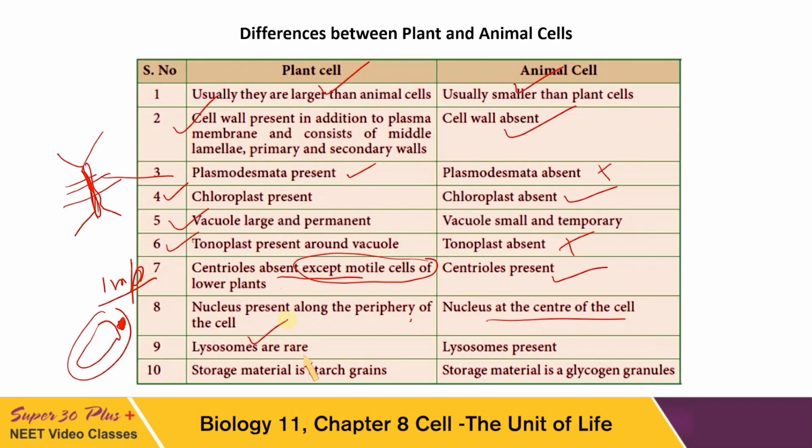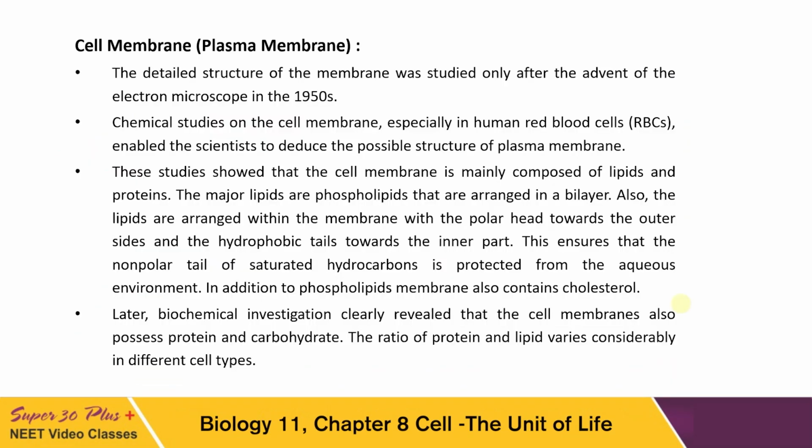Lysosomes, you have to see the function. These are rare in plant cells; they are very common in animal cells. Storage material is in the form of starch in plant cells, because starch is formed during photosynthesis, while in animal cells the storage material is in the form of glycogen granules. Is it right? Come to the next now.